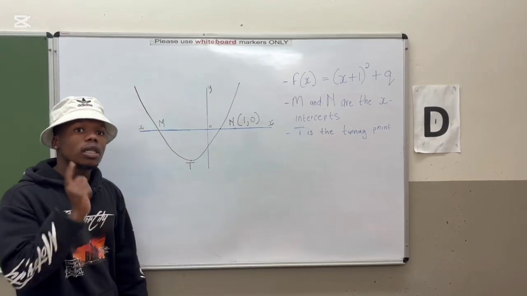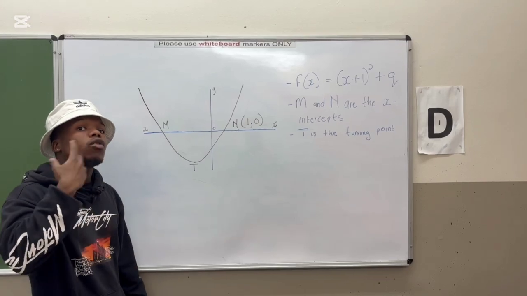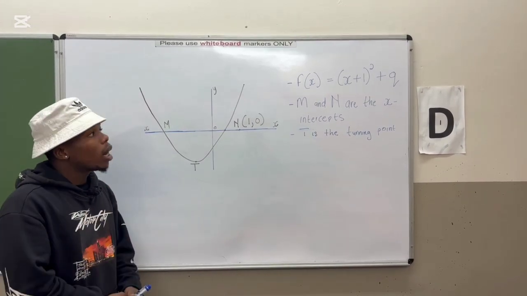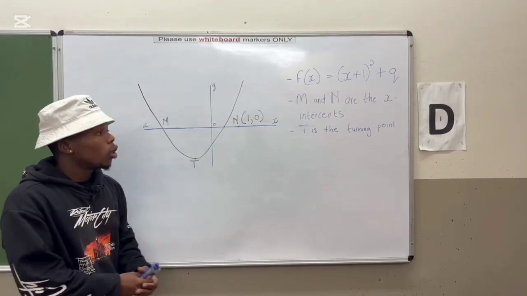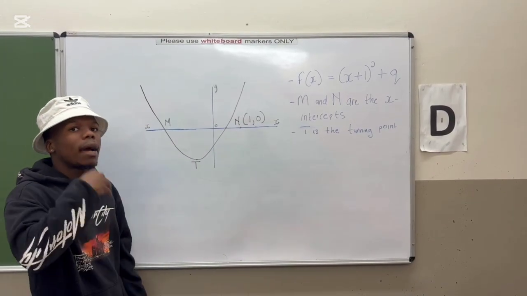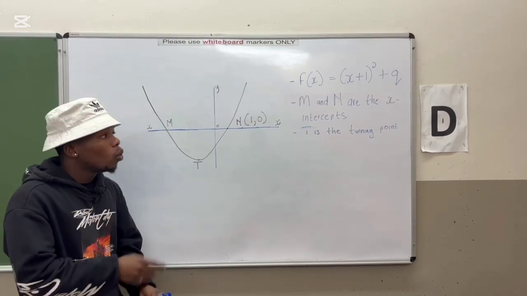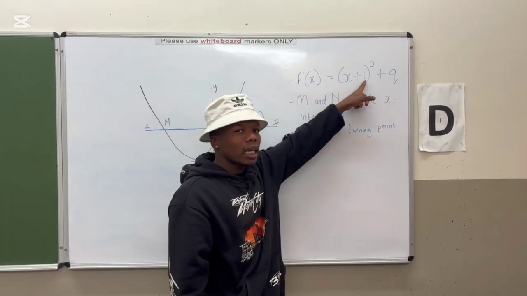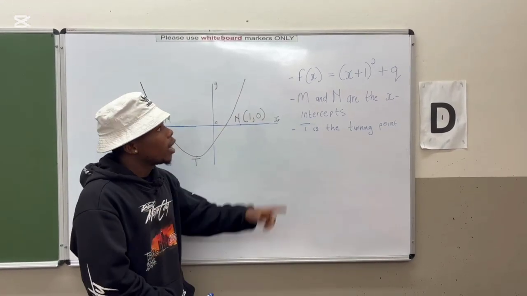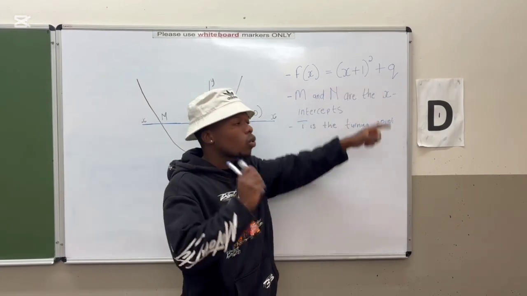Now what is the first question? The first question is to calculate or determine the coordinate of m. We have two ways of determining the coordinate of m. Number one is to calculate the value of q using the coordinate of n to get the coordinate of m. Number two is to use the x turning point. Remember, the x turning point is the x coordinate of the turning point, and we know that the x coordinate of the turning point is equal to minus 1.